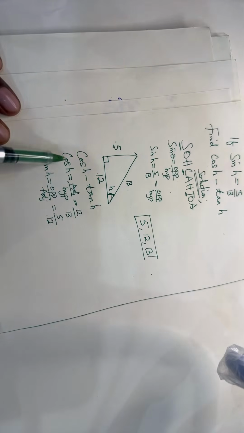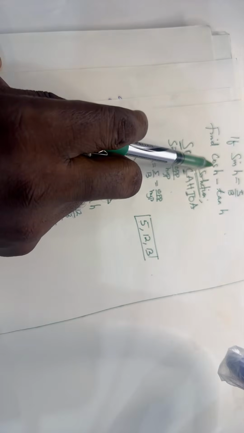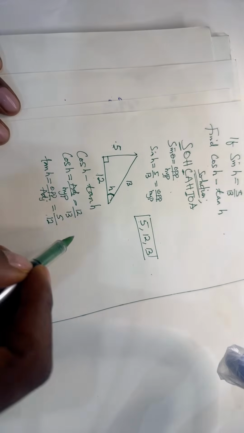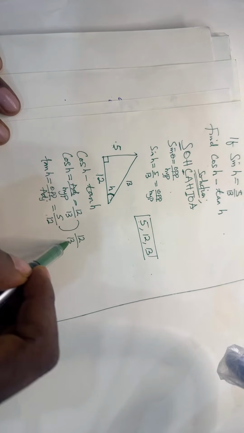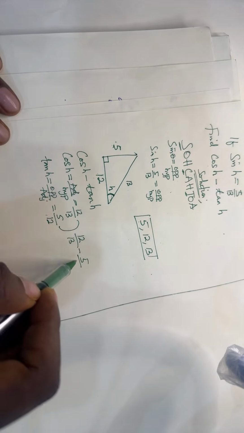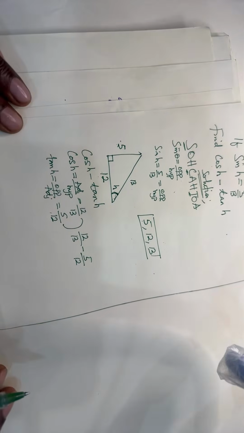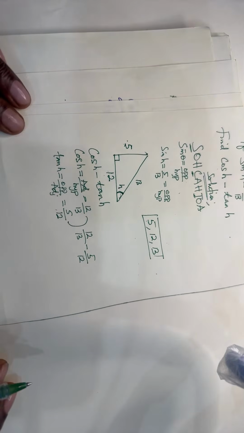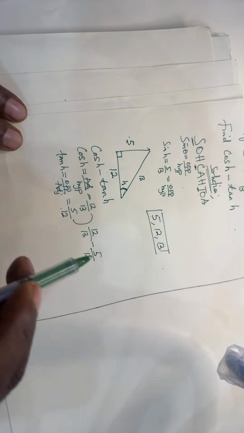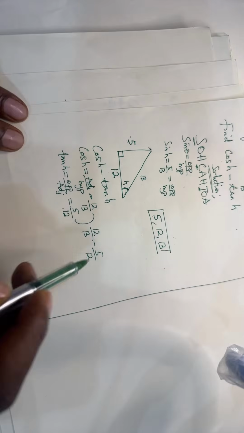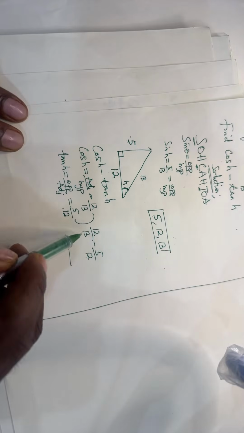And the same way you subtract these two things. Cos h minus tan h. That means I will just subtract these two things together: 12 divided by 13 minus 5 divided by 12. Simple. So in order for me to get this final answer, the LCM of 13 and 12 is to multiply two of them, 13 times 12.